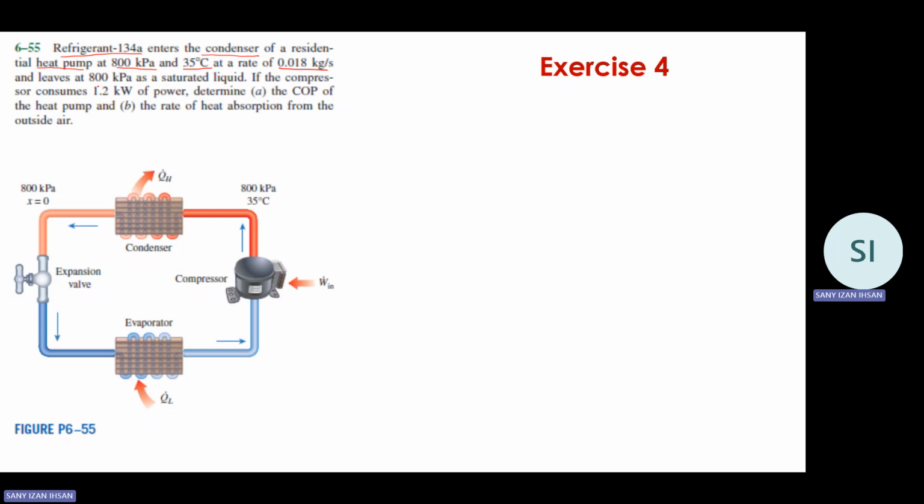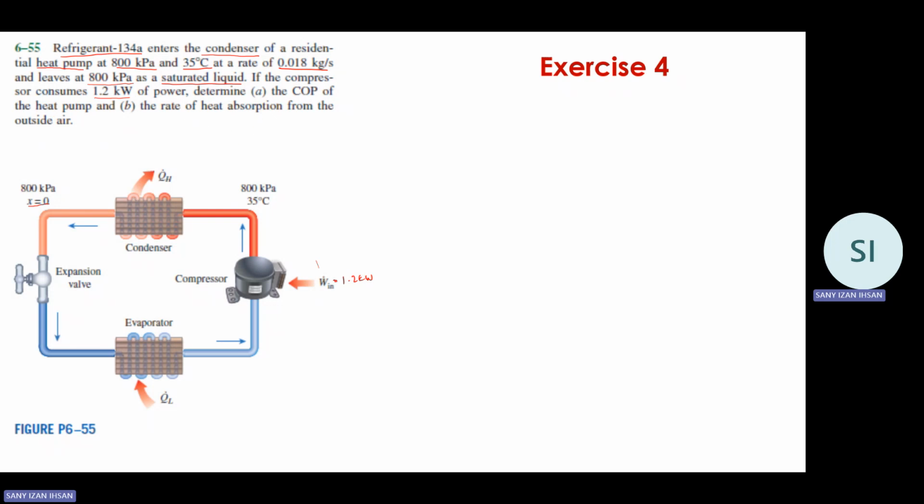It will leave the condenser at 800 kilopascal as a saturated liquid. So you can see immediately the exit condition is at the saturated condition, saturated liquid specifically. If you recall, for saturated liquid the quality X is equal to 0. That is where it exited. If the compressor consumes 1.2 kilowatt, so the work required is 1.2 kilowatt power, determine the COP of the heat pump and the rate of heat absorption from the outside air.